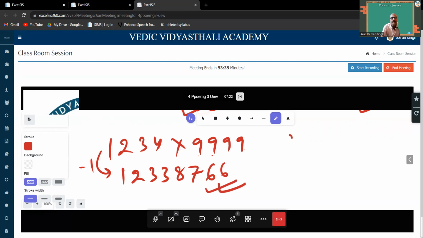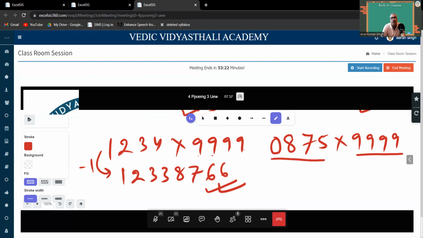Let's see. Here it is 875 into 4 times 9. This side it is 4-digit, and this side it is only 3-digit. We can make it 4-digit by adding 0. So this is also 4, this is also 4. Now use the same method. 0875 minus 1 is 0874. 9 minus 0 is 9, 9 minus 8 is 1, 9 minus 7 is 2, and 9 minus 4 is 5. And this is my answer.